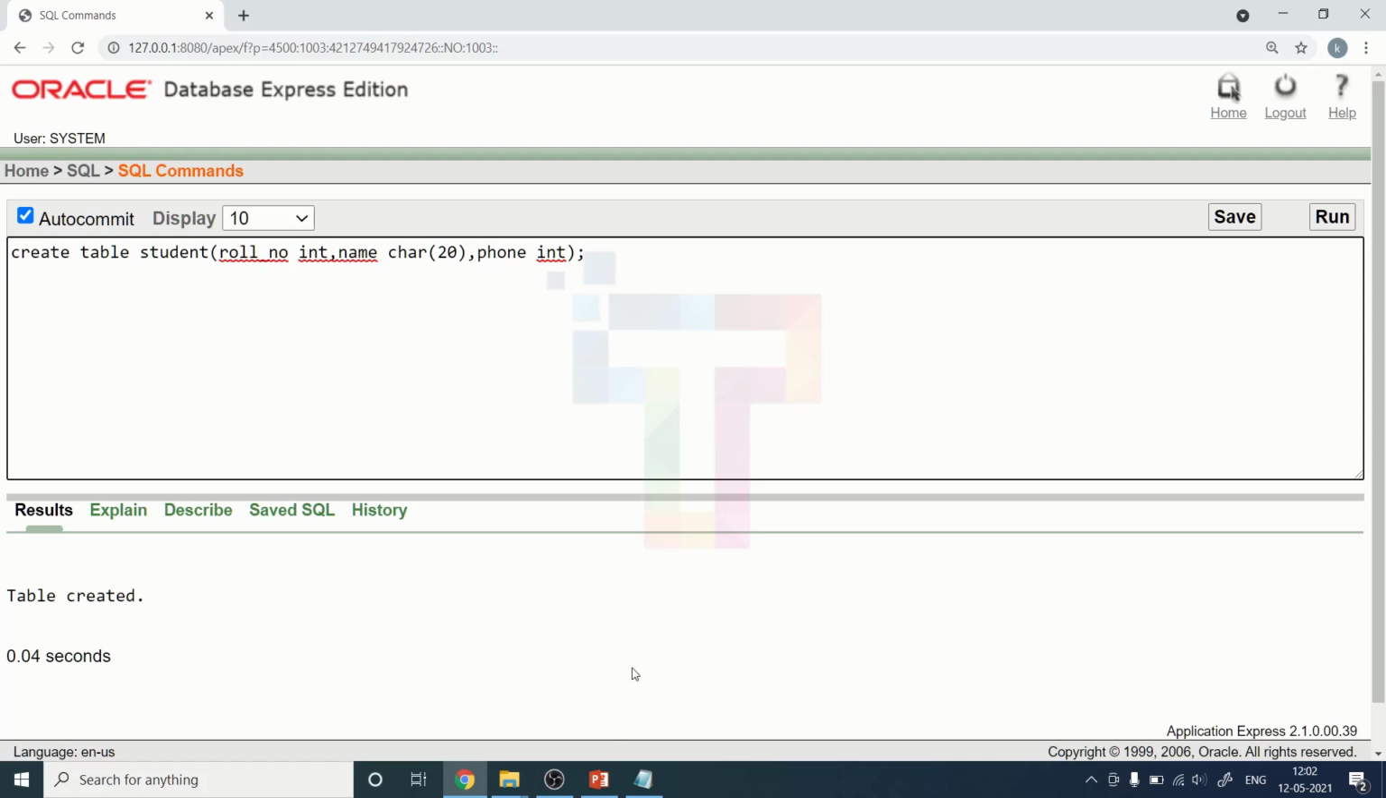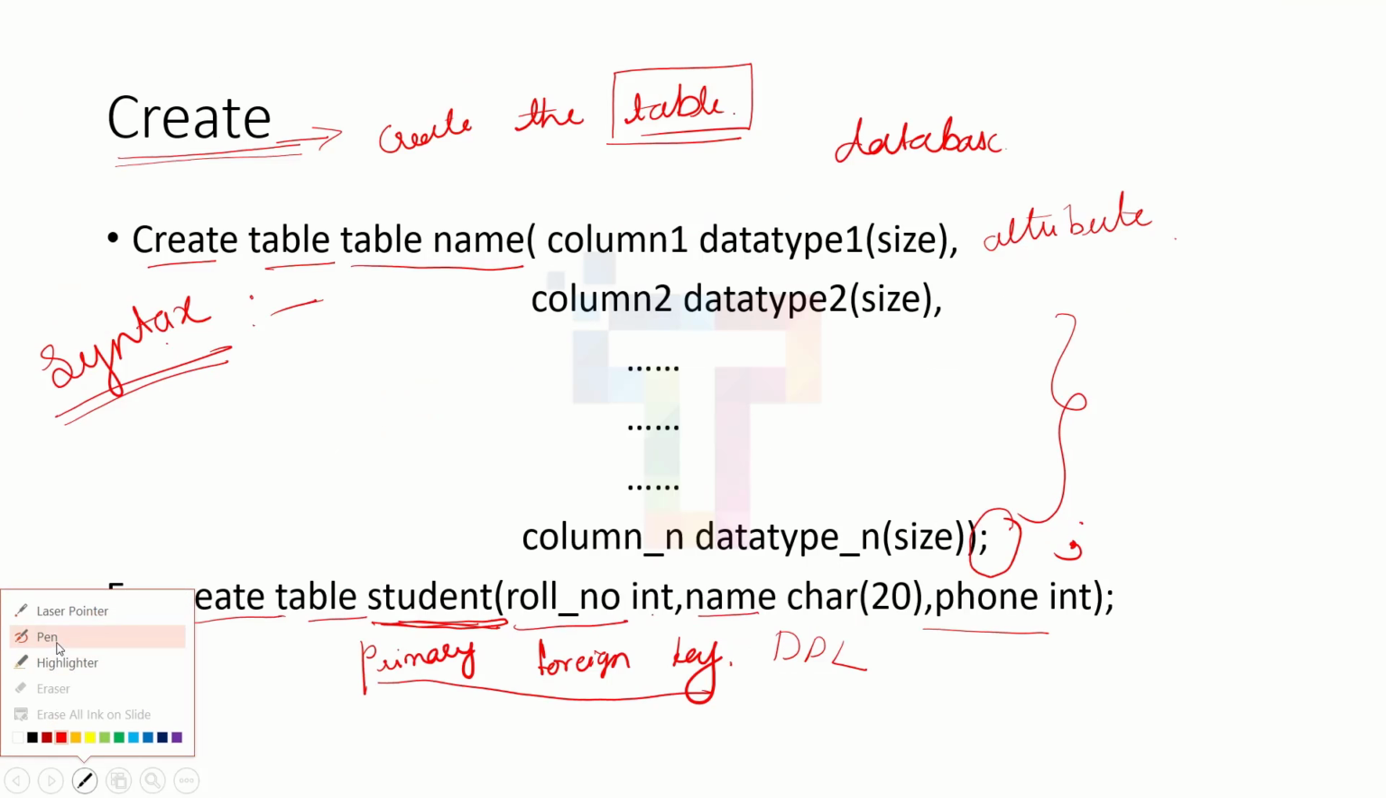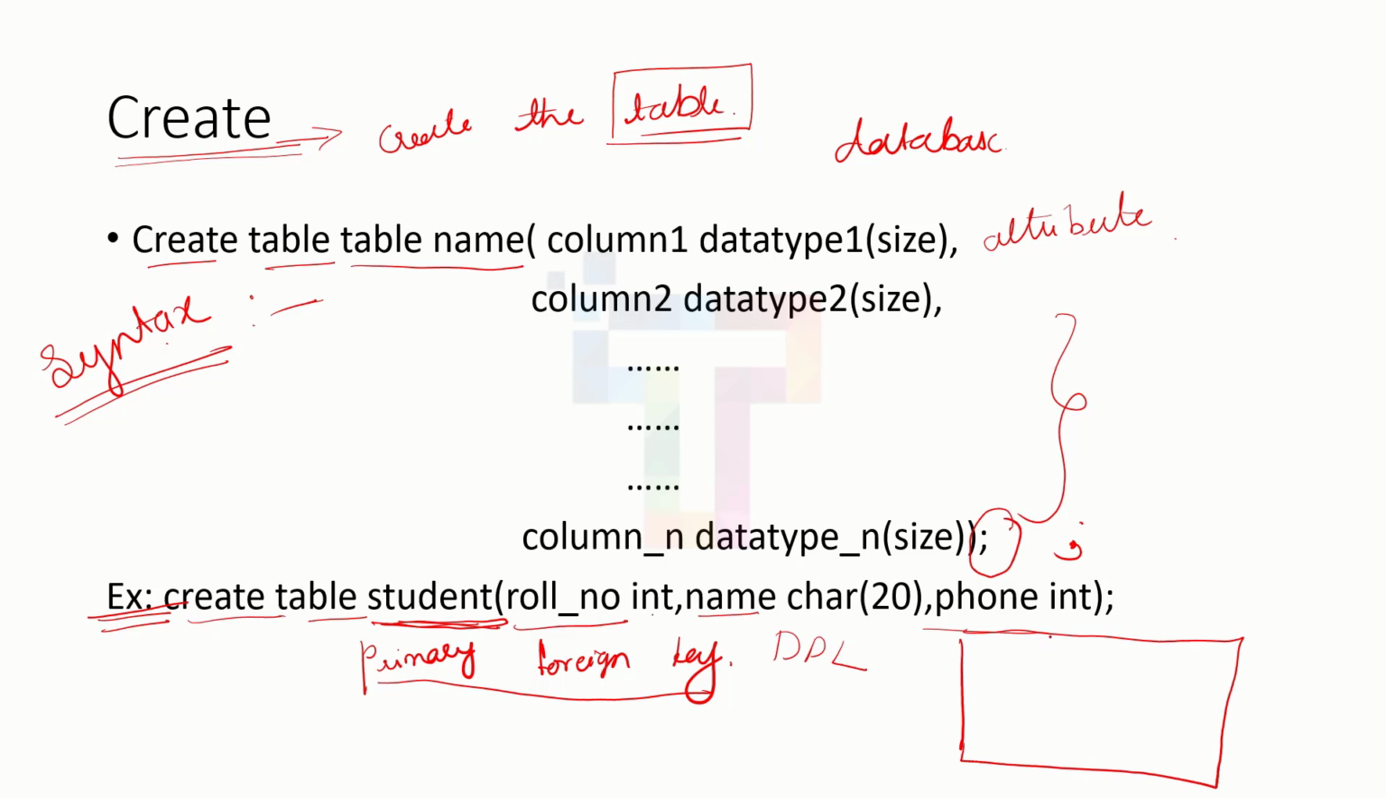So how will it be shown? Here you have created the table, right? How does it look in a database? This is your student table. Three columns I have taken: one is roll number, name, and phone. This create command has just created the structure of your database. Still, you have not inserted any data into this.